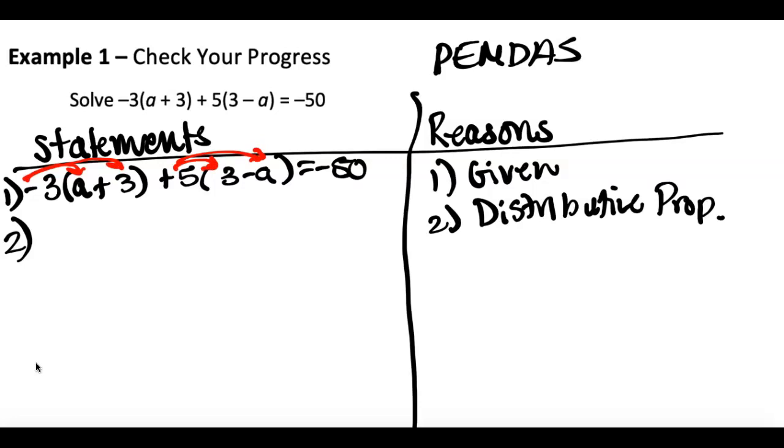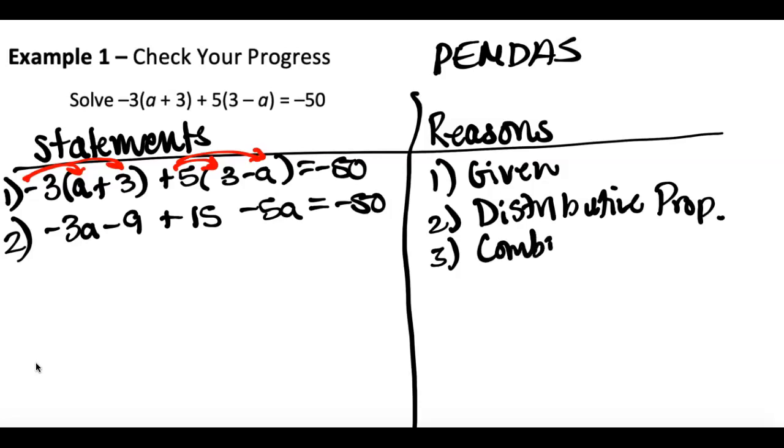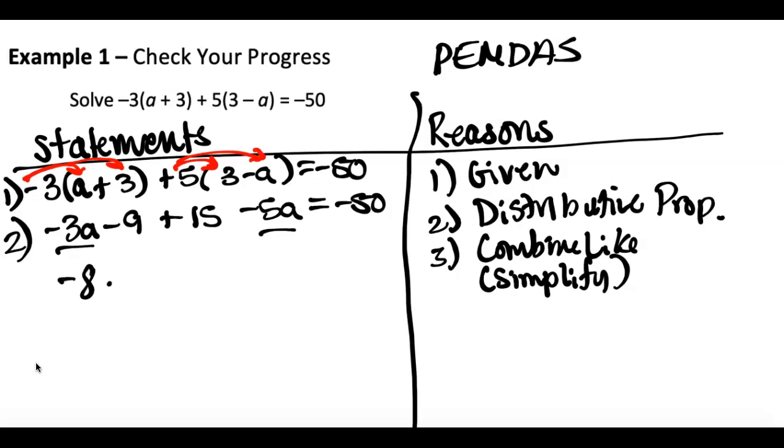So we would have negative 3a minus 9 plus 15 minus 5a is equal to negative 50. So the next thing we need to do is combine like terms. Sometimes we could just say simplify. And then we are going to put our like terms together. So we would get negative 8a, and 15 minus 9 would give me a positive 6.